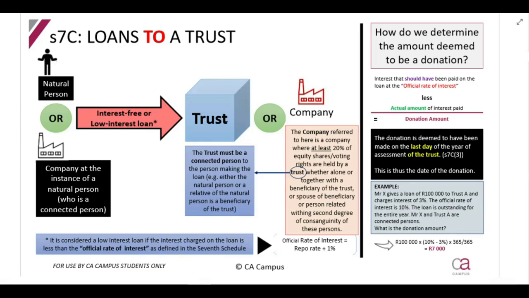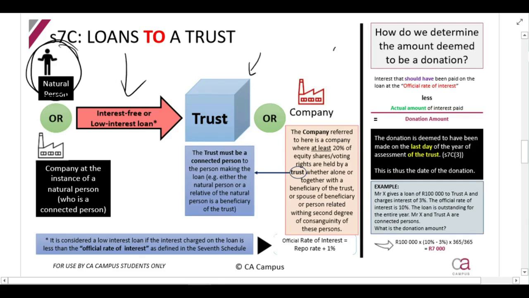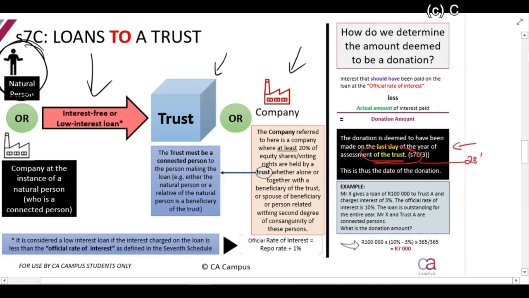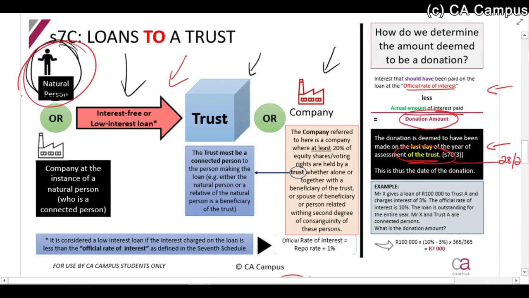Okay, but that's enough now. So now what I want you to understand, and I'm going to explain it in the most common way, but this applies to all of these situations I described. If a natural person gives a low interest or interest-free loan to a trust or to this company, then at the end of the tax year of the trust, you do a calculation. The last day of the year of assessment for the trust is always the 28th or the 29th of February, depending on whether it's a leap year. On the last day of that tax year, you ask: what is the interest that should have been paid on this loan at the official rate of interest, less the actual interest that was paid? That amount is then considered a donation that was made by this person.